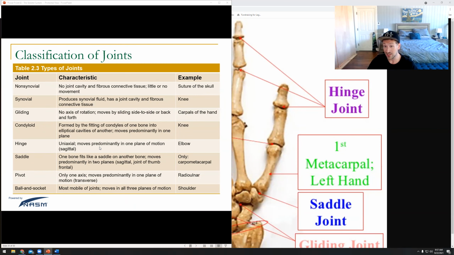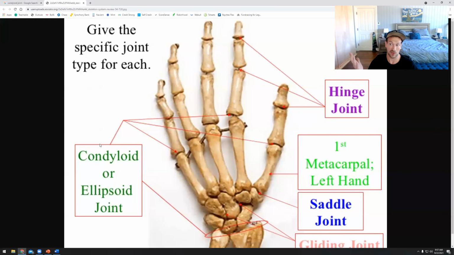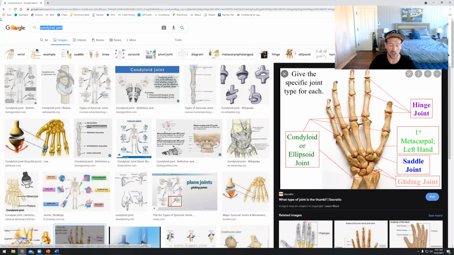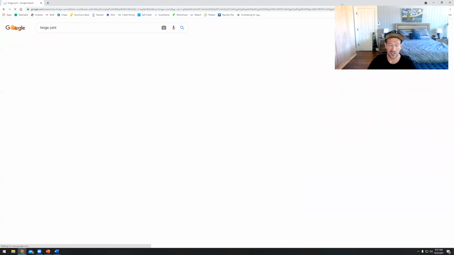Then you got hinge joints. Hinge joints, that's pretty much one motion. Your elbow, it does this, right? It doesn't do any side-to-side motion or anything like that. Now you might be thinking, well, it can spin. Well, that's actually because there's two bones there. Your elbow is a hinge joint.